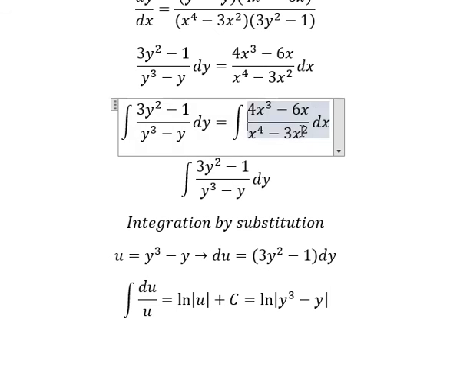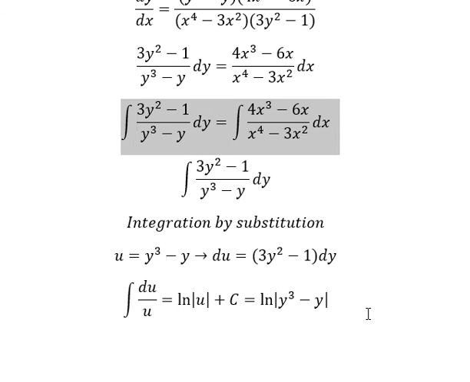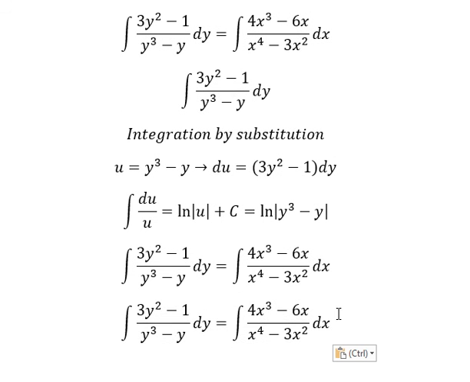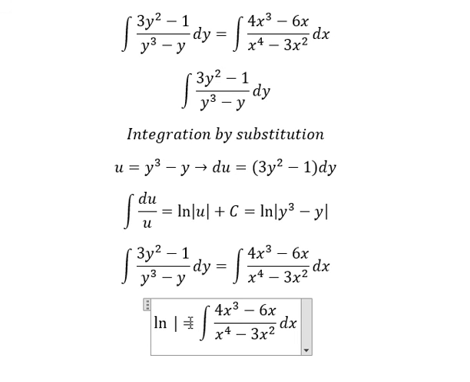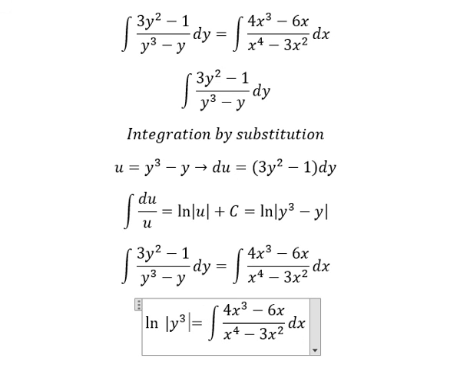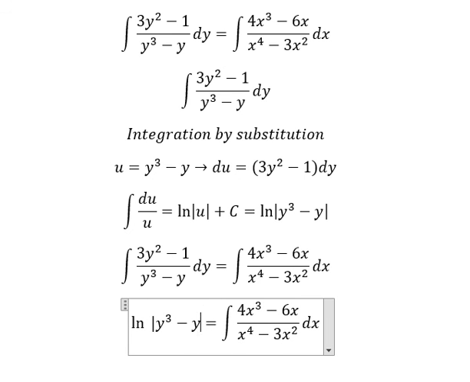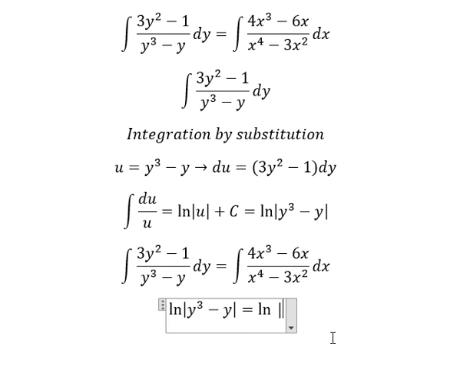Similar technique for this one. So in this situation, you got ln of the absolute value of y to the power of 3 minus y, sorry. This one, that's ln of the absolute value of x to the power of 4 minus 3x squared, and we put plus c.